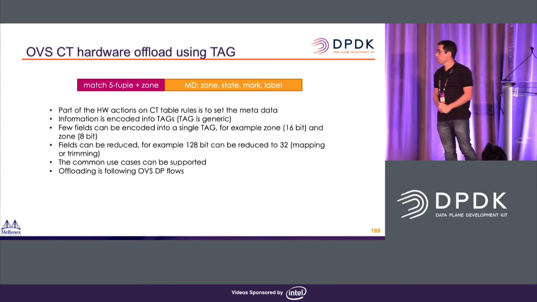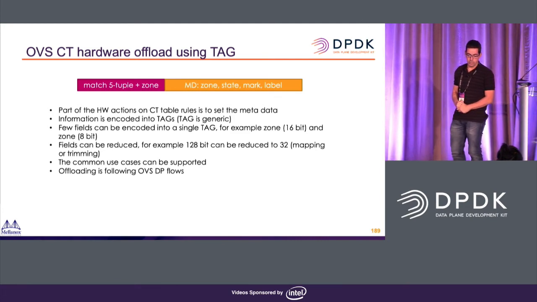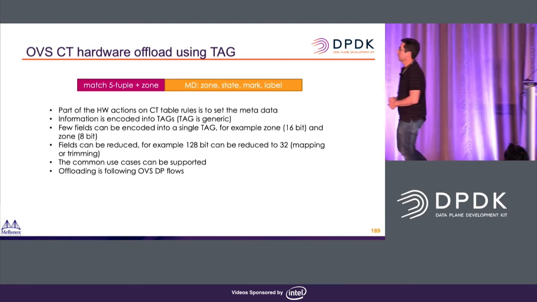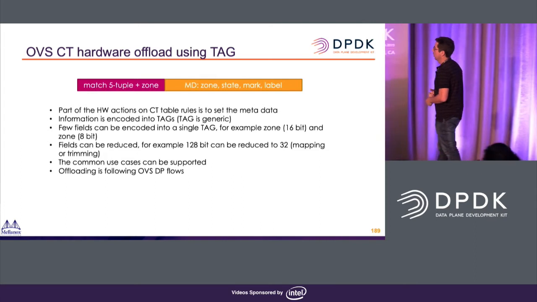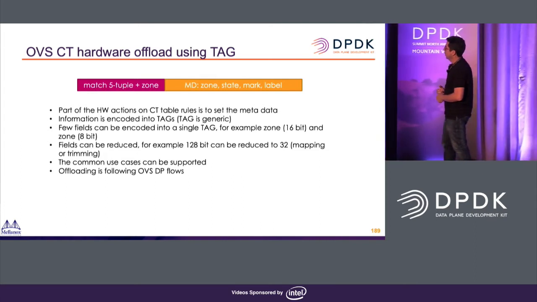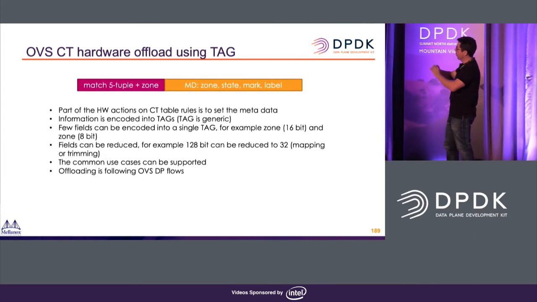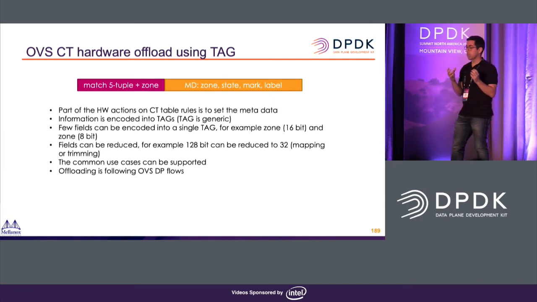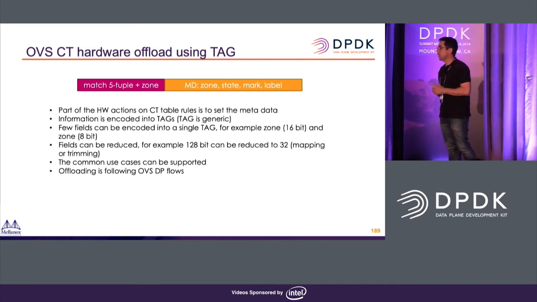Okay, so how do we use the tag to compare it? If we now want to offload a connection tracking flow to the hardware, we have a match on the 5 tuple. We also have a zone. Zone can be implemented as a different table, or it could be metadata. It's less important. But then we have the actions.